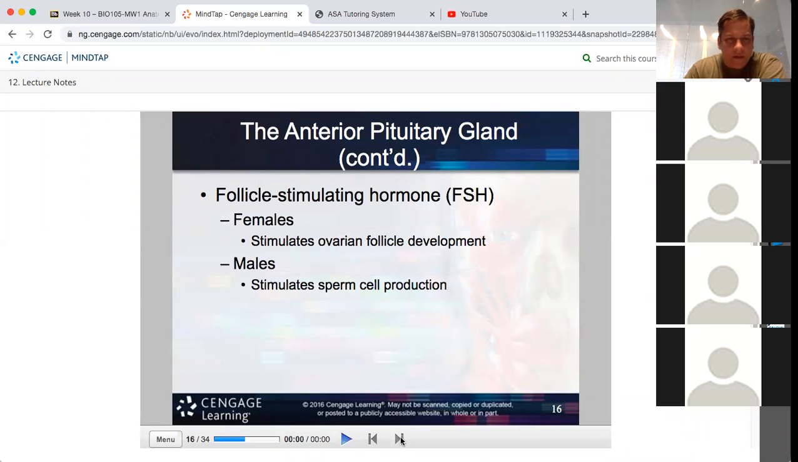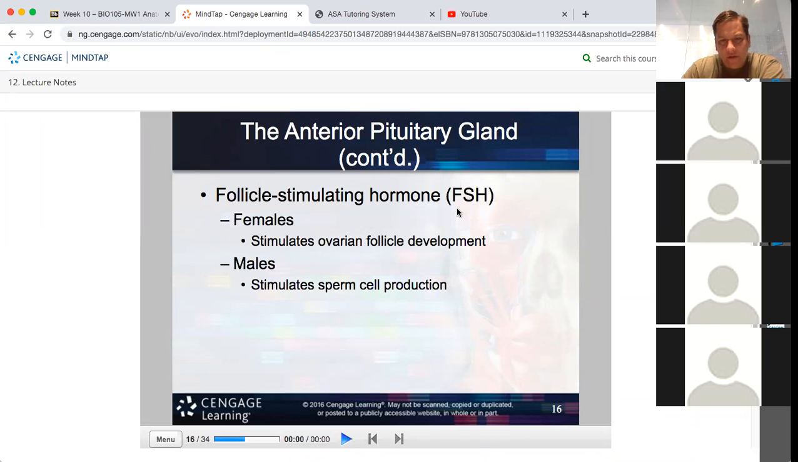So we are talking about chapter 12, the endocrine system. This is the anatomy and physiology class. Let's continue the PowerPoint in slide 16. Again, we are talking about the anterior pituitary gland and the hormones that are released from this gland.